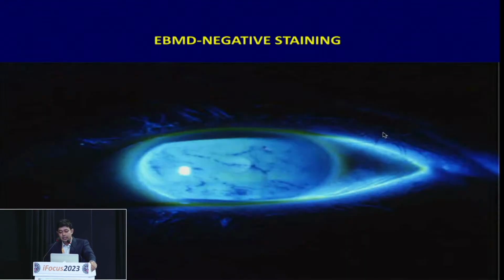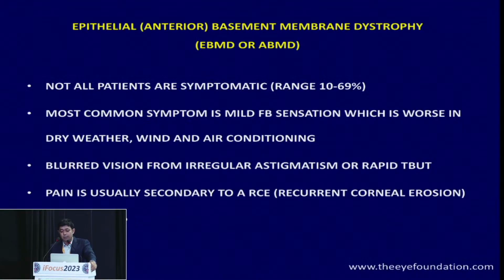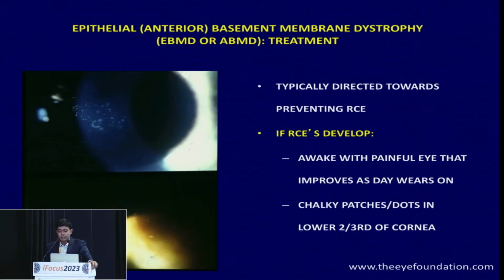You can also identify them with negative staining, as was shown in an earlier presentation as well, where you are able to make out these lines and whorl patterns a little better. Now very often they are asymptomatic, and they may have some amount of irregular astigmatism caused by the patterns, but most often they will present to you only because of a recurrent corneal erosion.